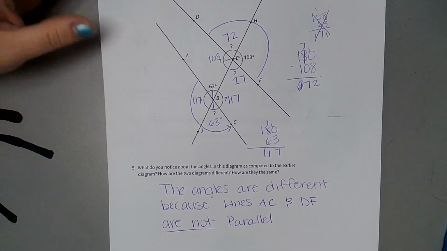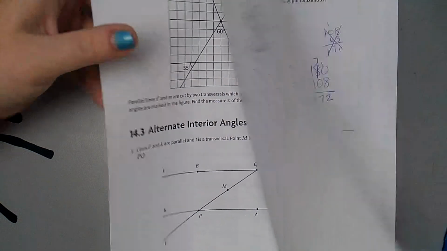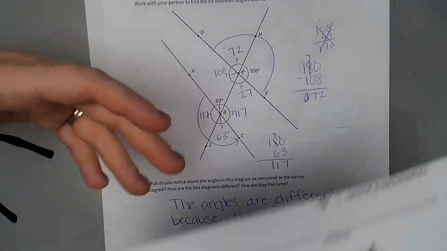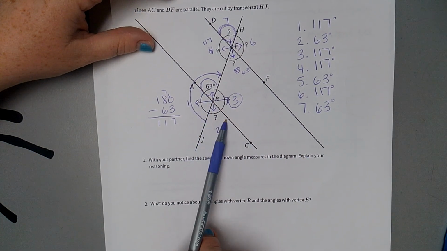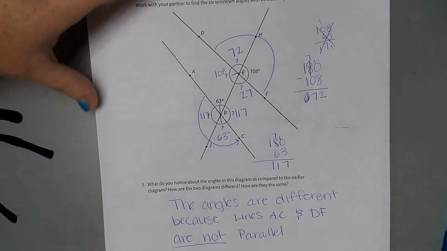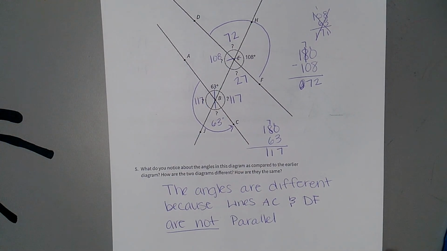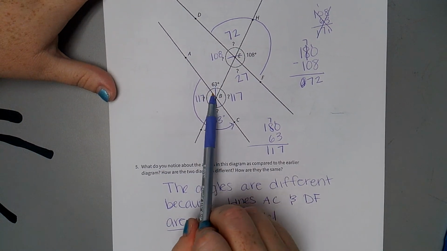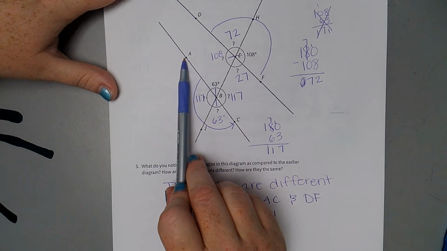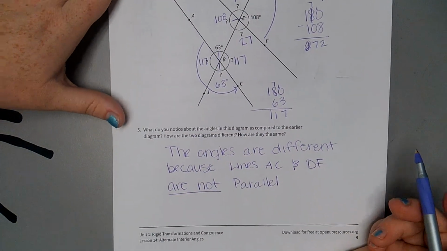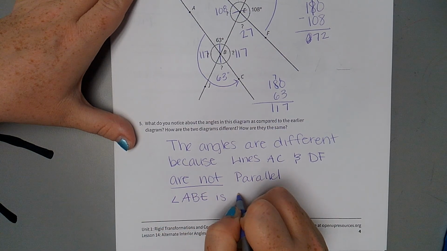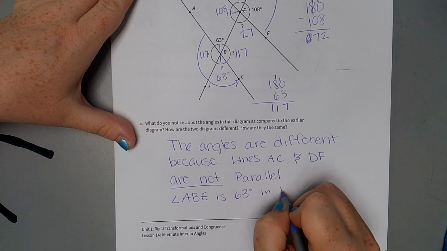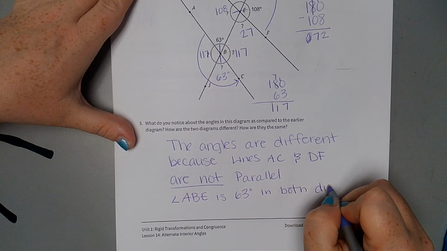How are they the same? Well, they are the same because, here it is, the transversal went through the same spot on line AC. So this one is what was the same. Angle ABE is the same in both. Angle ABE is 63 degrees in both diagrams.